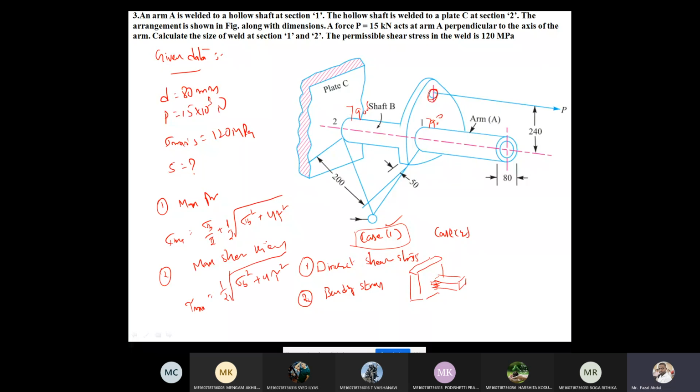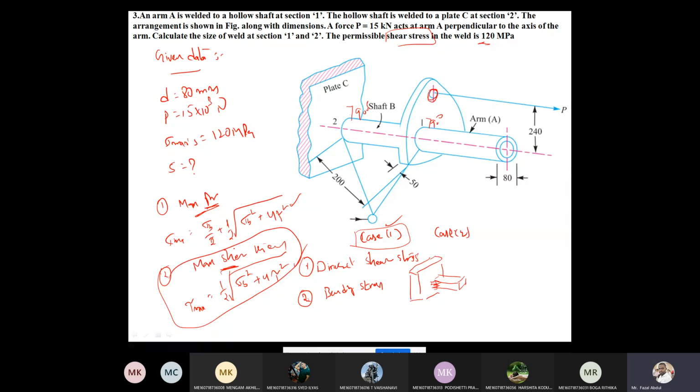So these two theories of failure we are considering because on a particular component two stresses different in nature are acting simultaneously. So again, here the question is which equation we have to select. We have two equations here, maximum principal stress theory and maximum shear stress theory. Between these two, which one do we select? See the question properly here. The question gives permissible shear stress in the weld as 120 megapascal, meaning shear stress value is given. So that's the reason we have to select the second equation.